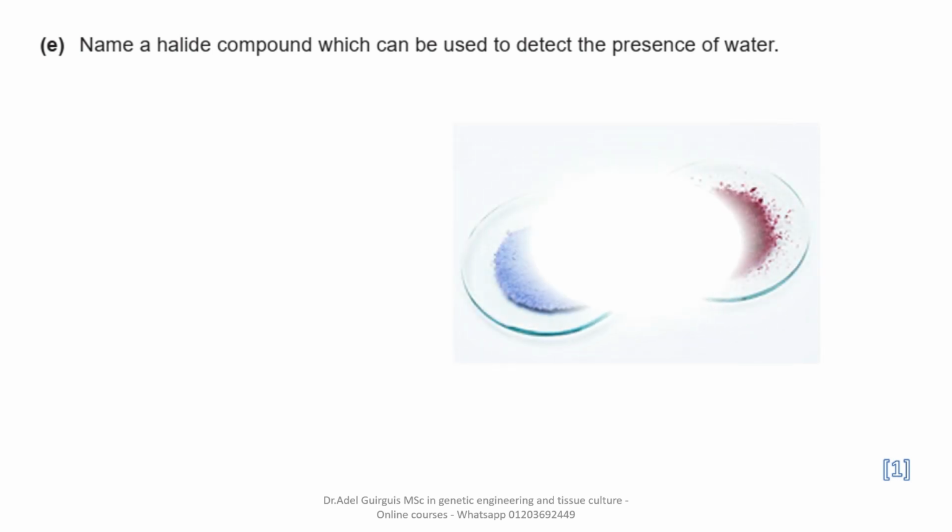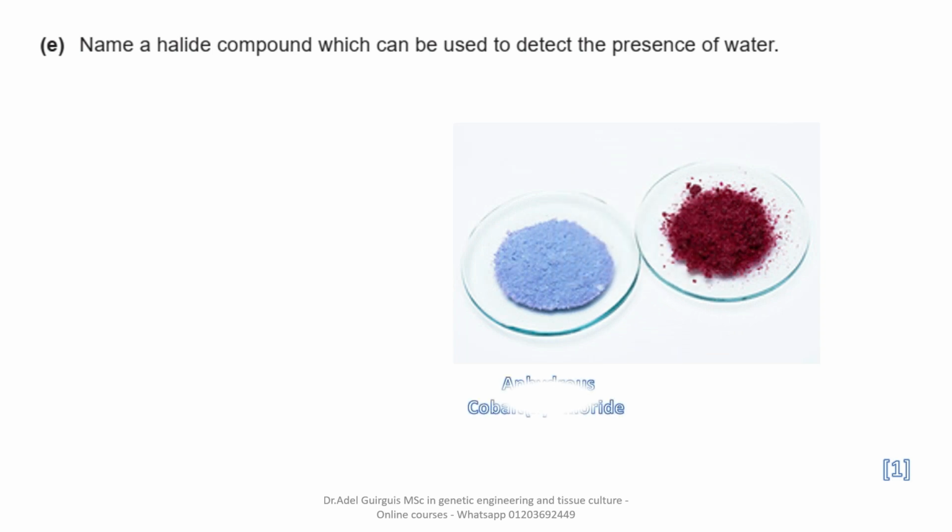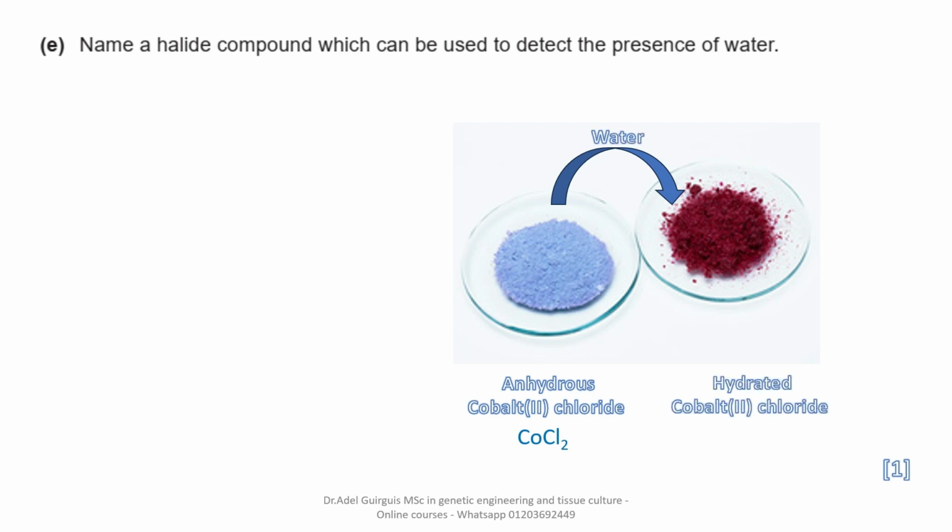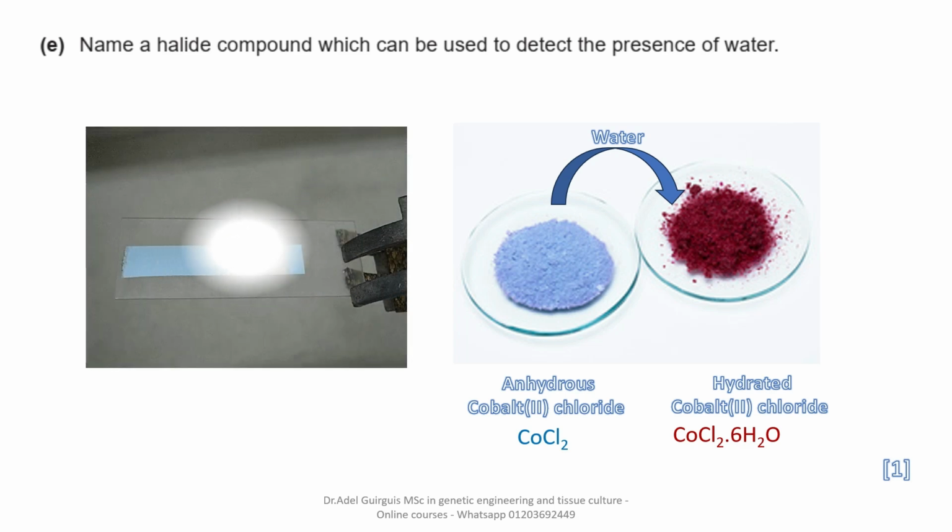We use a famous compound called cobalt 2 chloride, CoCl2. Anhydrous cobalt 2 chloride, CoCl2. This anhydrous compound with blue color binds with water from the atmosphere. What would happen? It forms hydrated cobalt 2 chloride, reddish or pink in color. This is CoCl2.6H2O, the hydrated form.